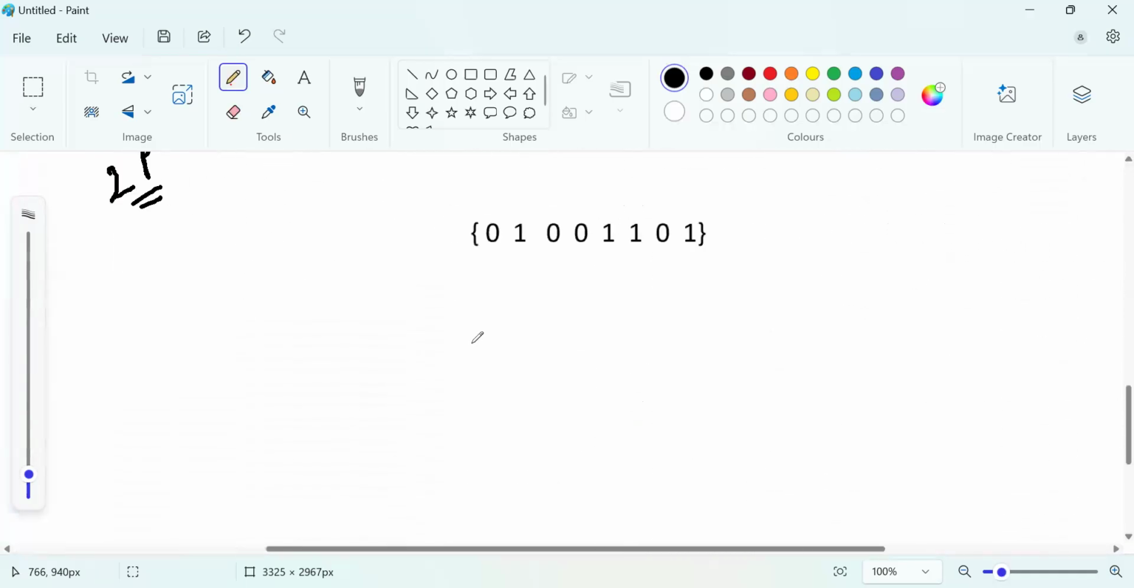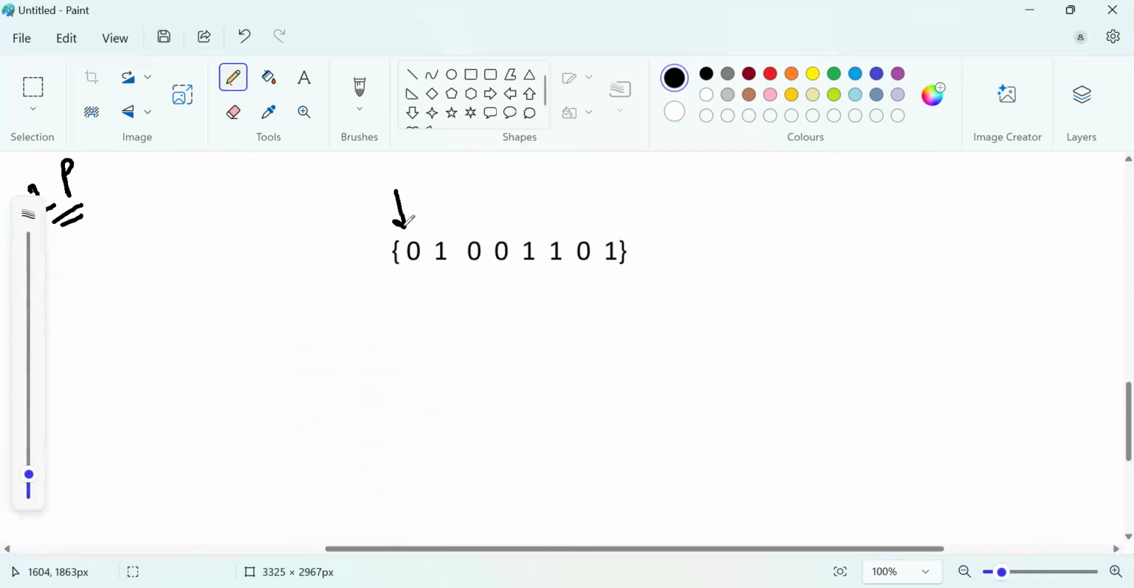Now what I will do is place two pointers, one in the beginning, one in the end. This will be pointer 1 and this will be pointer 2. I know the left side pointer should always have zeros. What is the value on the left side pointer? It is 0, that is fine. I'll move to the next element. Now it is 1, which means I should not have 1 on the left side.